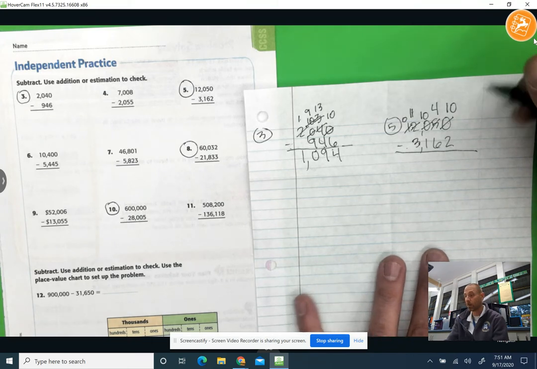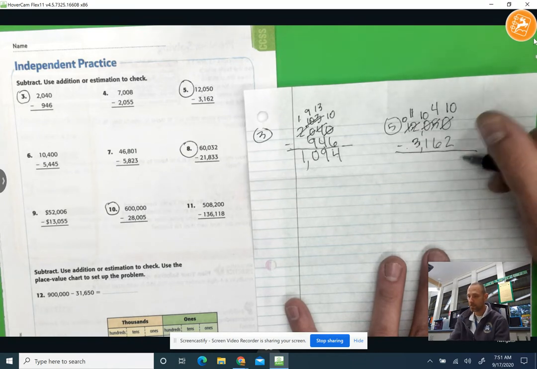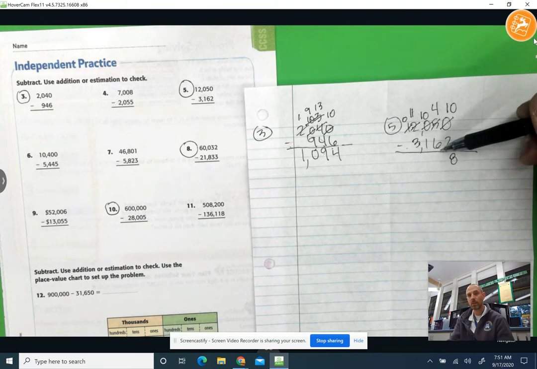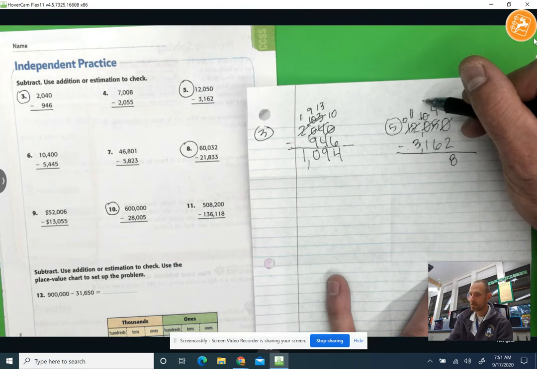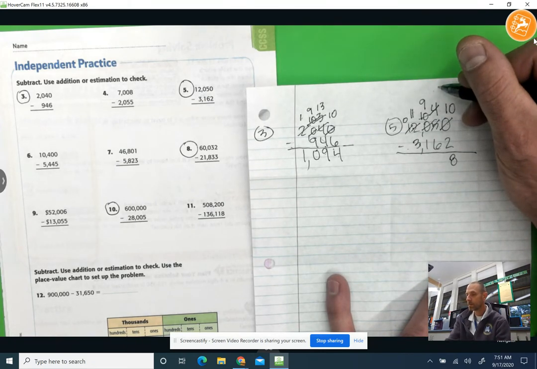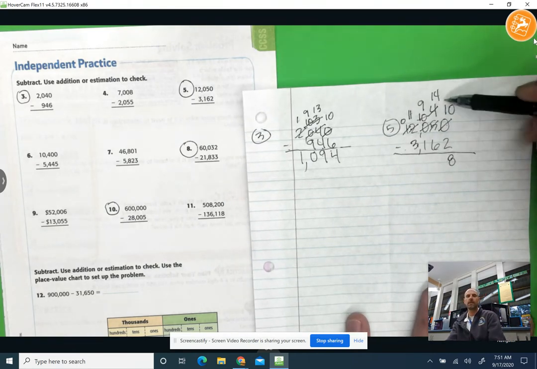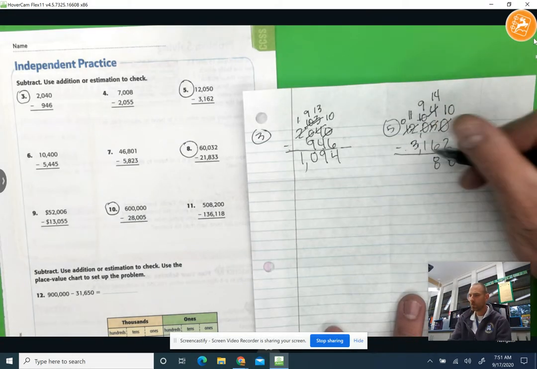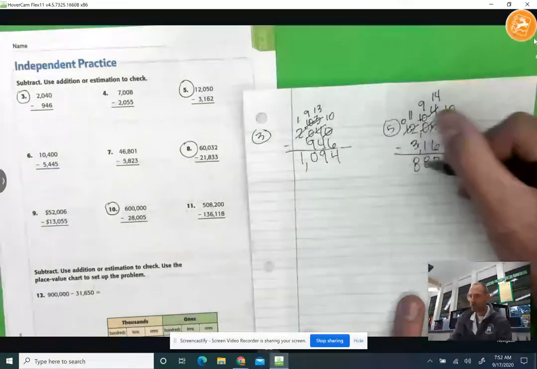I'm going to need to borrow again as I come through, but I can at least subtract the ones place. 10 minus 2 is 8. 4 minus 6, I cannot do. The 4 is smaller than the 6. So let's go to the hundreds place. That 10 becomes a 9. And the 4 in the tens place becomes a 14. Adding 10 each time. 14 minus 6 is 8. 9 minus 1, 8. 11 minus 3 is 8.